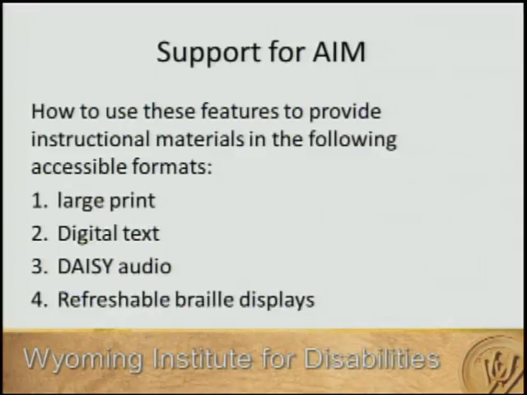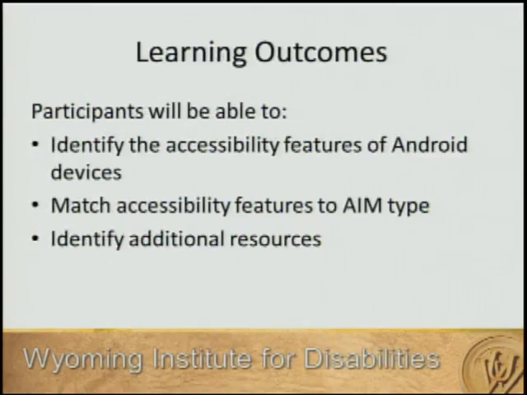I will discuss how to use these features to support students with print disabilities and how to integrate the use of these features with accessible instructional materials, such as large print, digital text, DAISY audio, and refreshable braille displays. In this training module, participants will be able to identify accessibility features of Android devices, match Android accessibility features to be used with different types of accessible instructional materials, and be able to identify additional resources.